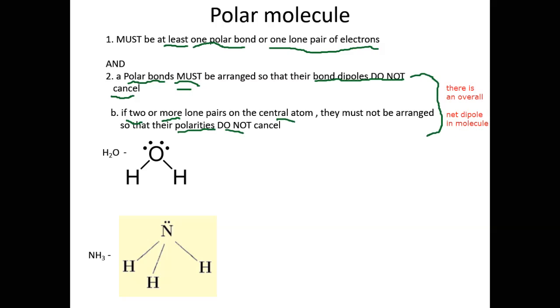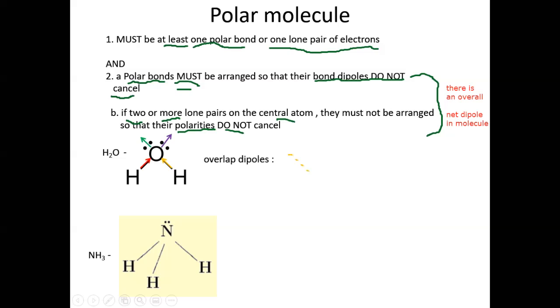So let's look at H2O. We know from H2O that the OH bond is a polar bond. And then we have lone pairs on the oxygen. They're also negative. So if we overlap these dipoles, you see that we get a net negative. So this is the net negative region. This is the net positive region. So there's a dipole on the molecule pointing this way. So therefore, water is a polar molecule.